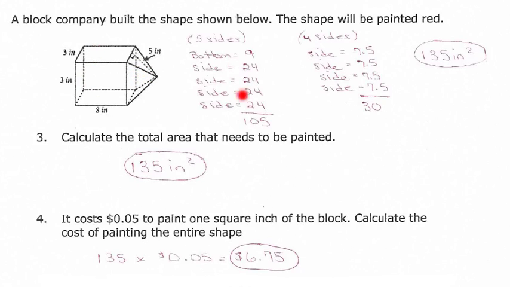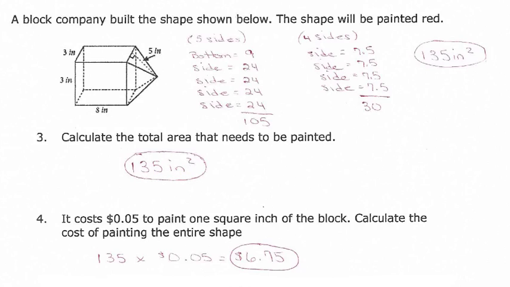So the 5 sides, the surface area will be 105 square inches. And then you look at the pyramid, you're not going to paint the base of the pyramid, just the 4 sides. So here it will be 30 square inches. So if you add the 5 sides of the rectangular prism, the 4 sides of the pyramid, you will get 135 square inches.